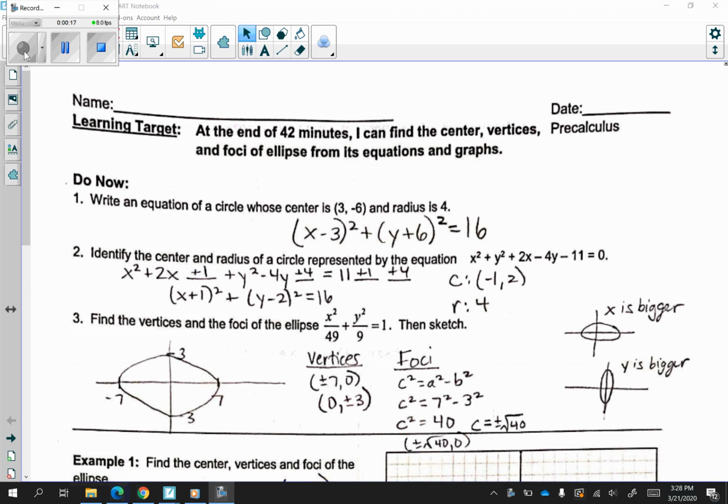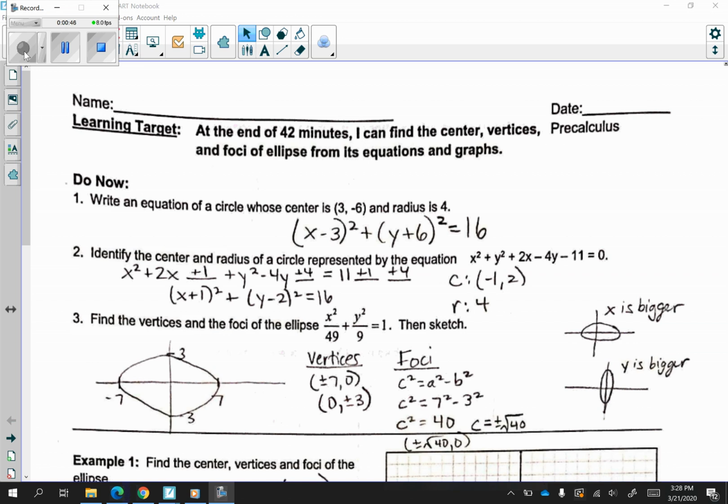Number 1 is write the equation of a circle whose center is (3, -6) and radius is 4. Remember, when you're writing the equation of a circle, you change the signs of the center, and then you take the 4 and you square it to equal 16. Number 2 is identify the center and radius of a circle represented by the equation. This is a completing the square question. So in the end, you should get the center to be (-1, 2), and the radius is 4.